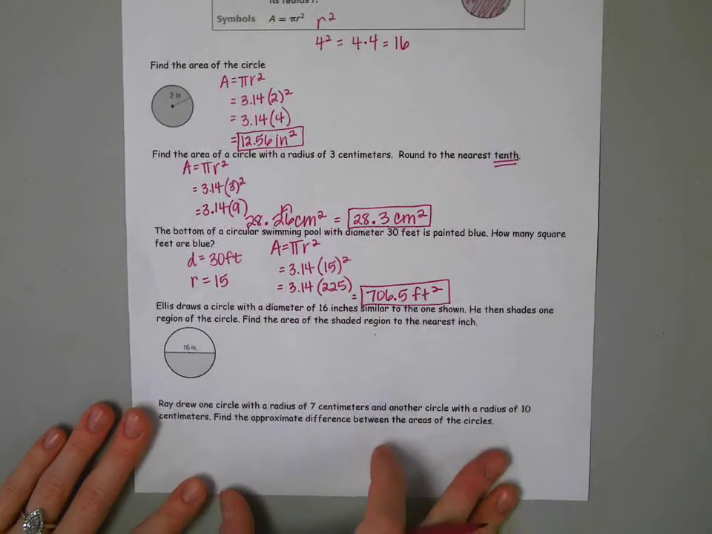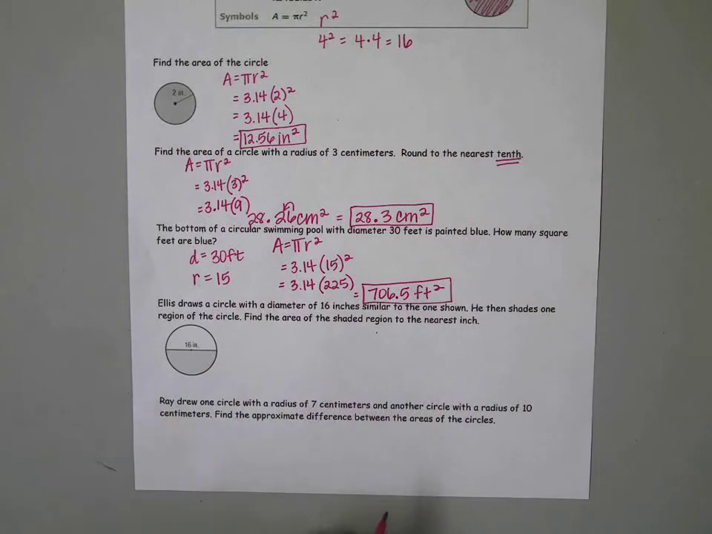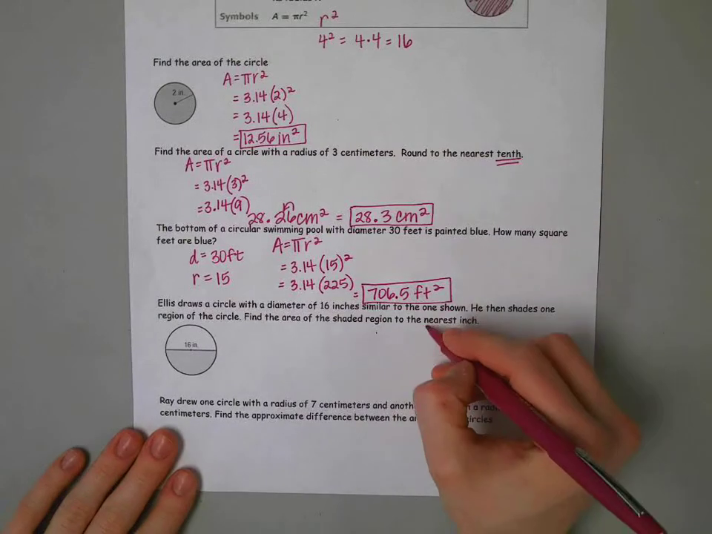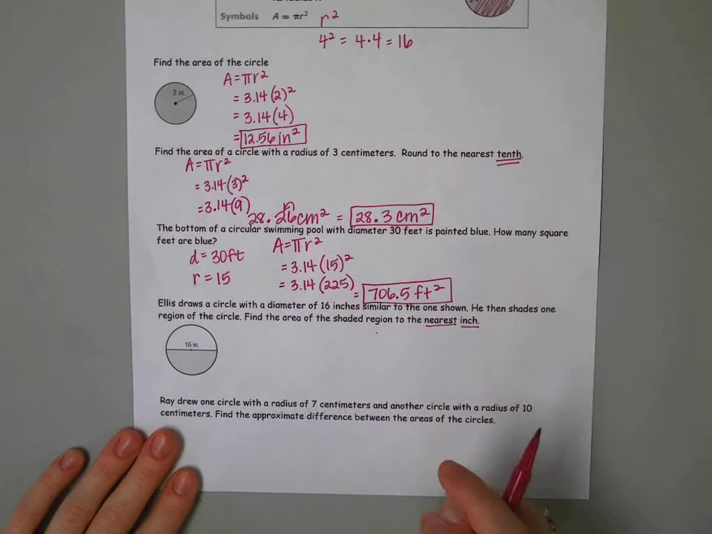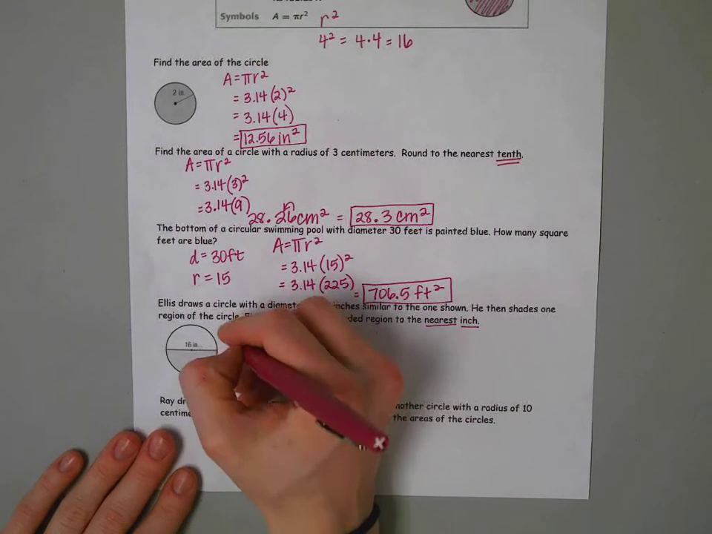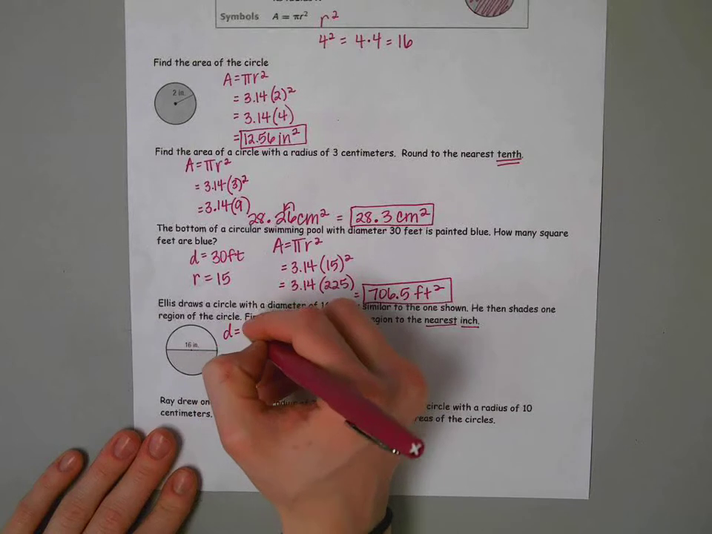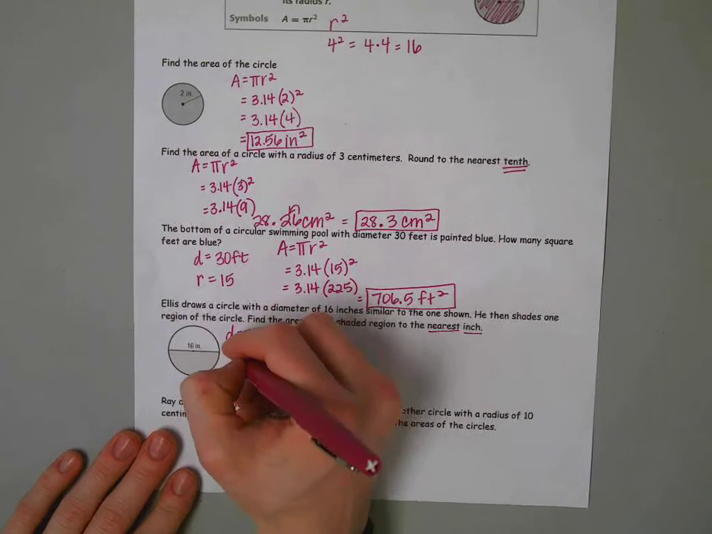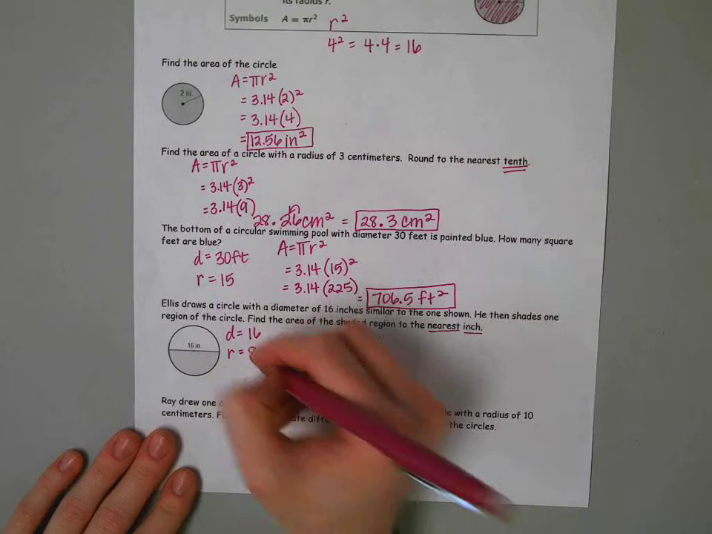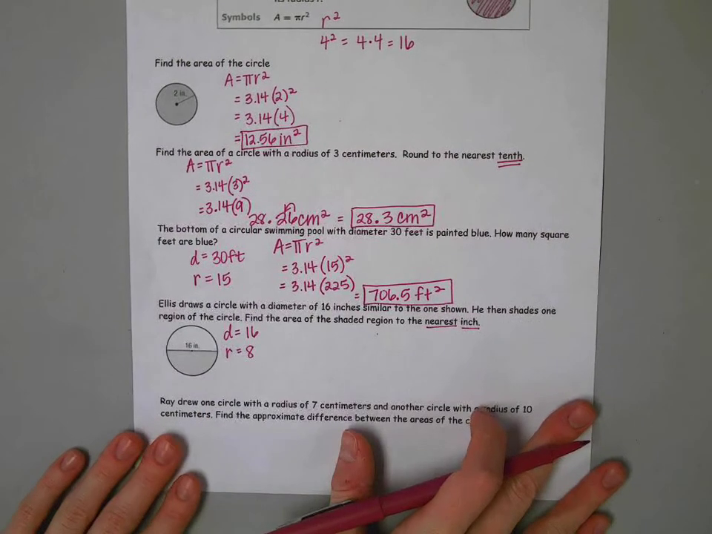Let's try the next one. Ellis draws a circle with a diameter of 16 inches to the one shown. Then he shades in a region of the circle. Find the area of the shaded region to the nearest inch. So nearest inch means nearest whole number. So let's go ahead and solve this out. Again, they gave me the diameter, so if the diameter equals 16, then I know that the radius has to be 8, because 16 divided by 2 is 8.